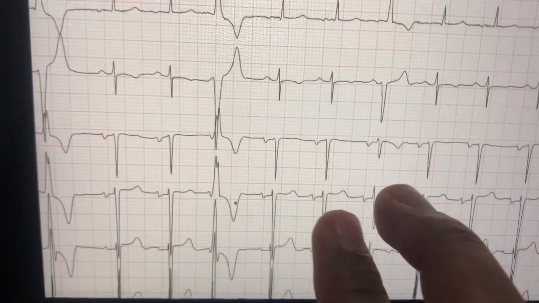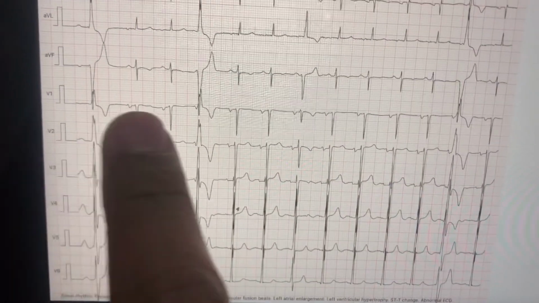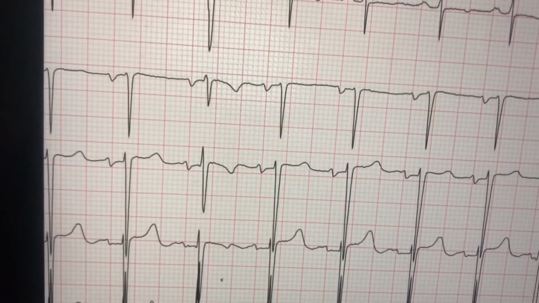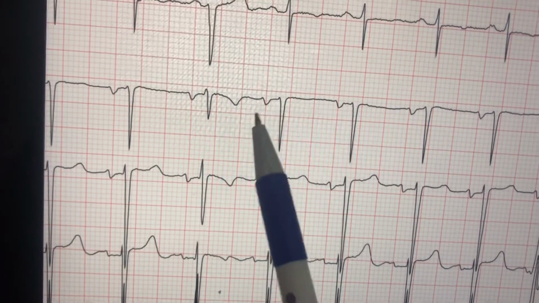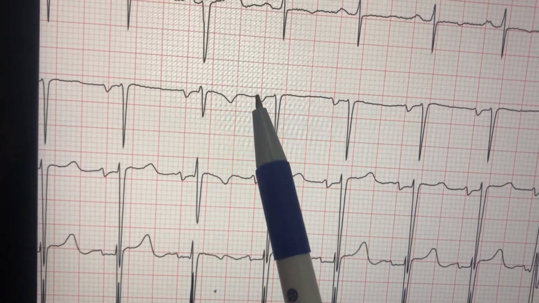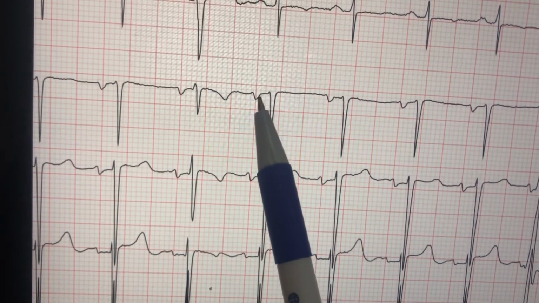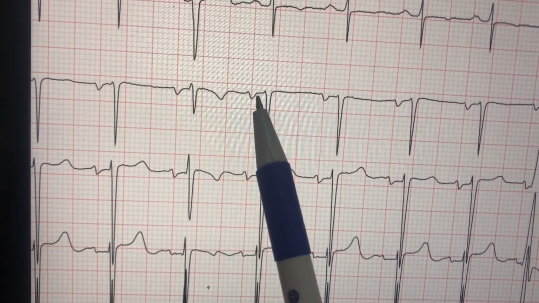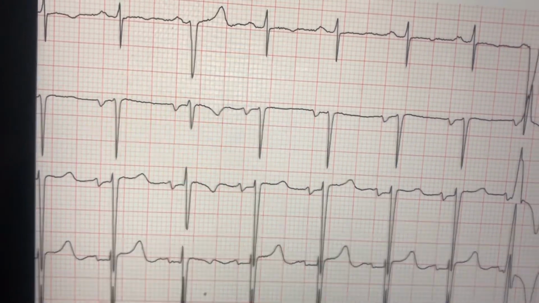lead number V1. Look at this. This is lead number V1, and look here. This is the P wave, and the upward deflection is smaller and the downward deflection is greater. So this is left atrial enlargement.